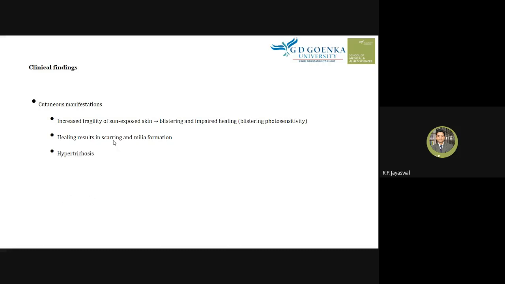Hypertrichosis. So hypertrichosis may occur. Hyperpigmentation may occur. Scleroderma-like changes, especially on the forehead and scalp. So in the forehead and scalp region, there may be changes in the skin, and that is called scleroderma.